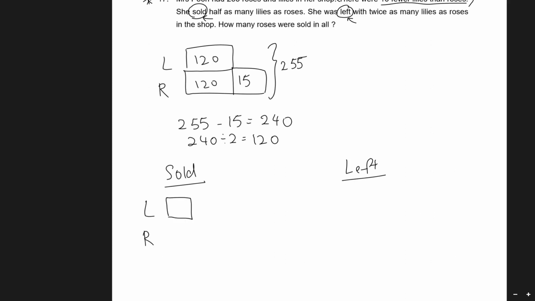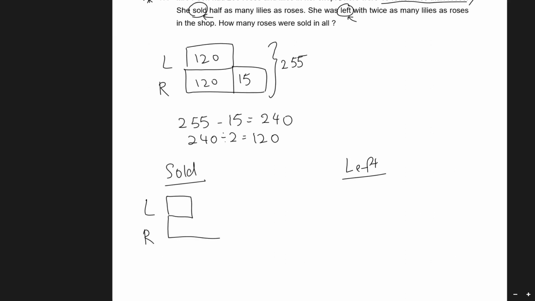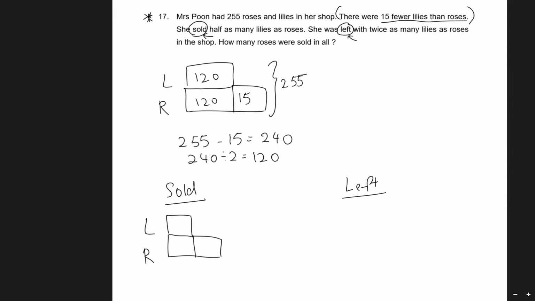Meaning if she sold 1 unit, she will have sold 2 units of roses. That makes lily half of it. Okay, and what about left? She was left with twice as many lilies and roses. Now, take note, the units over here for the left are not the same equal units as the ones for sold, because it's a different amount we are talking about.